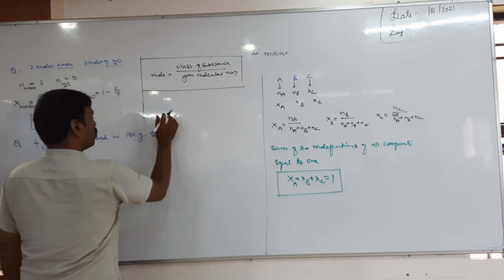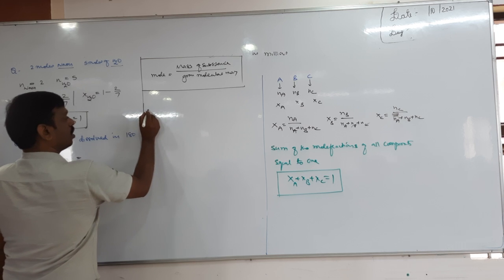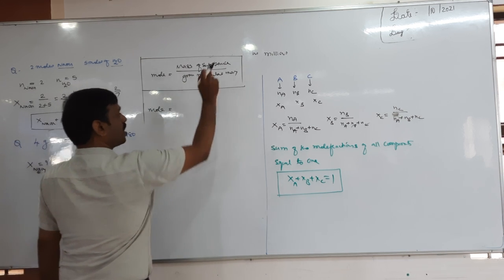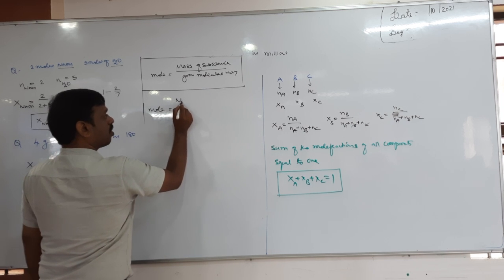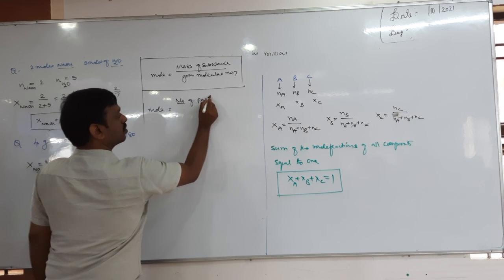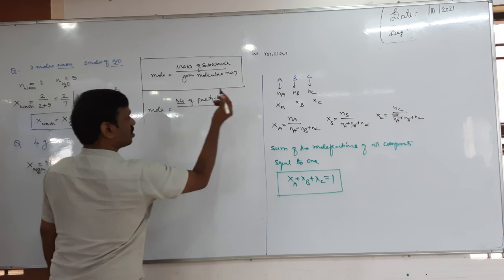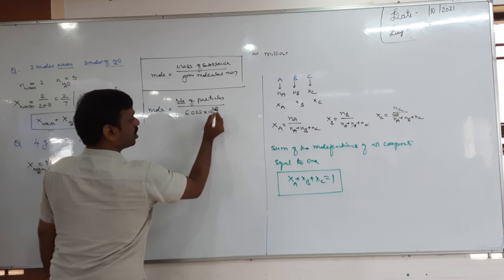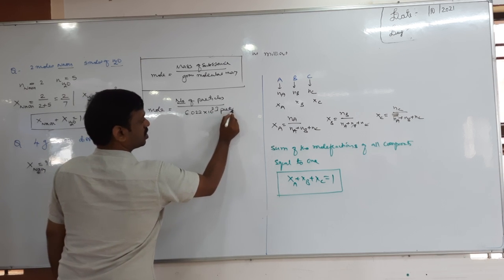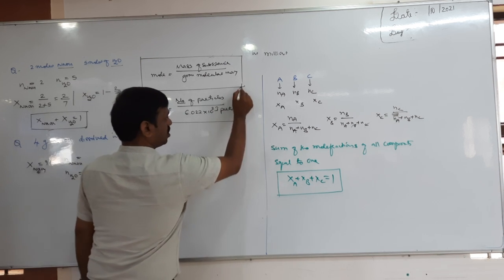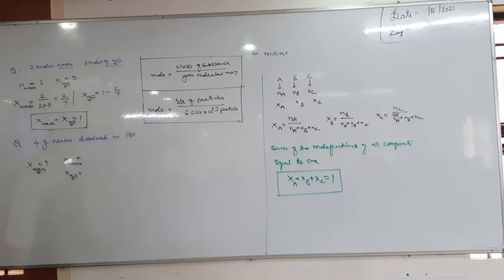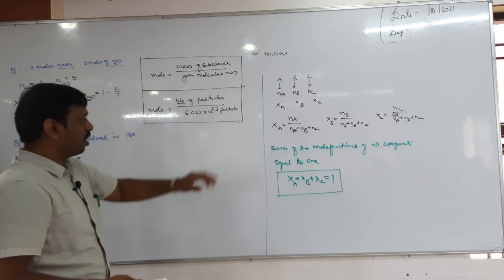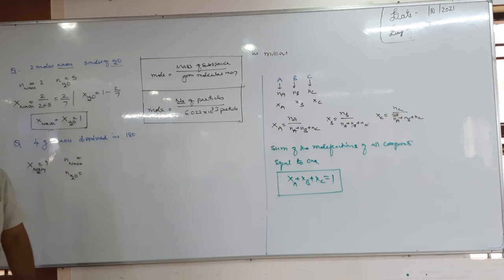Next, mole also equal to the number related formula. In place of mass of the substance, you can take number of particles divided by 6.022 into 10 power 23 particles, that means Avogadro number of particles. This is the second formula. When particles are given, use this formula: mole equal to number of particles divided by Avogadro number of particles.